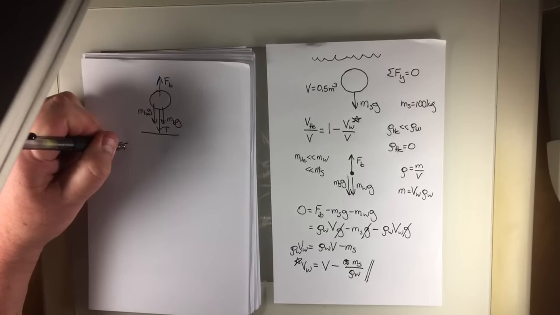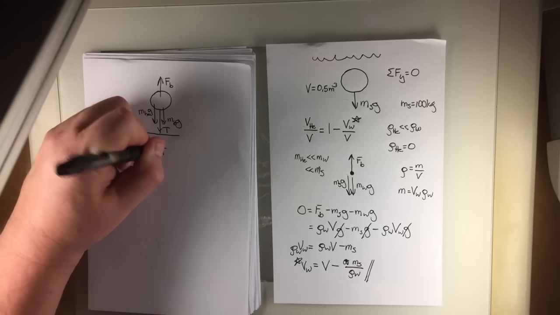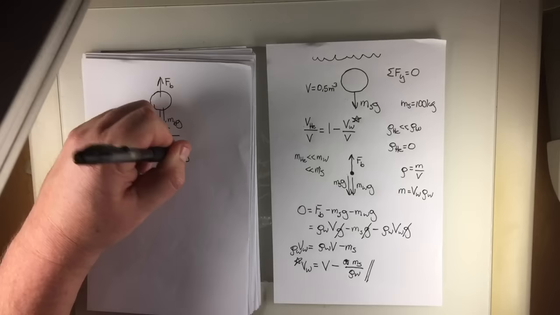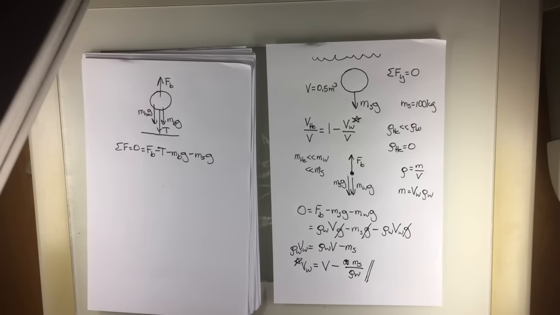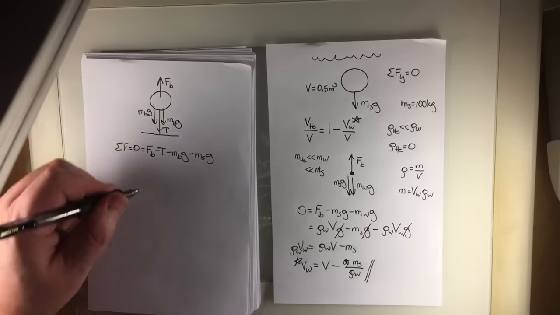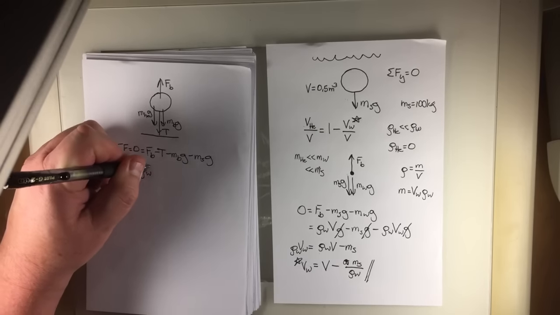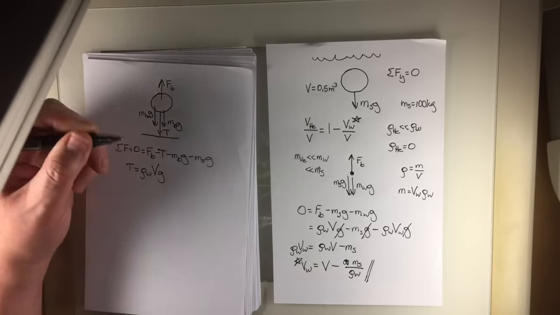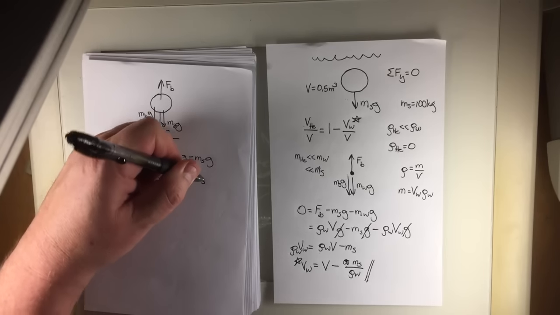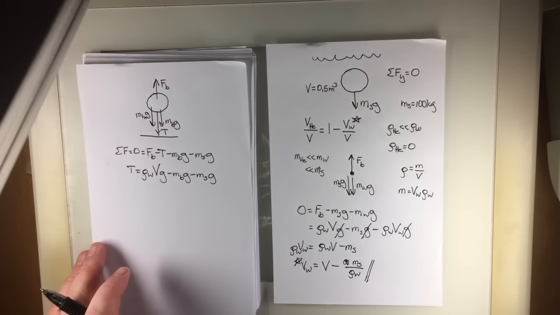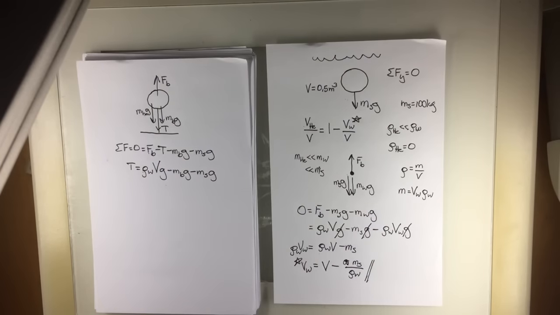So the sum of the forces is equal to 0, which is equal to buoyant force minus tension minus mass of the balloon times gravity minus mass of the helium times gravity. We're looking for tension. So tension is equal to buoyant force, density of the fluid times volume of the balloon times gravity, minus mass of the balloon times gravity minus mass of the helium times gravity. Mass of the shell was given.